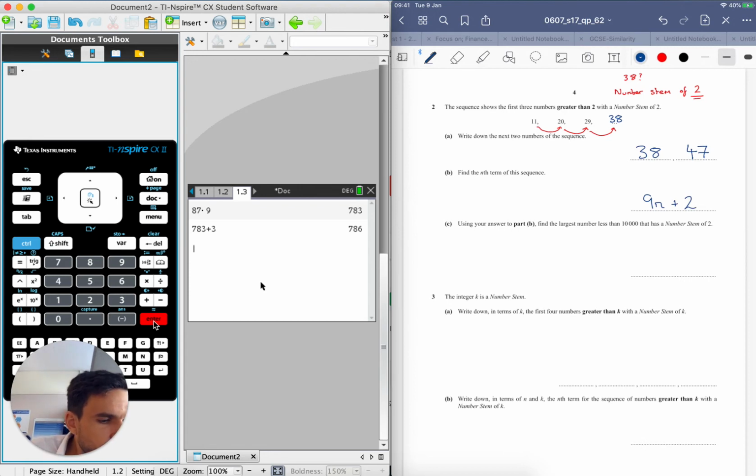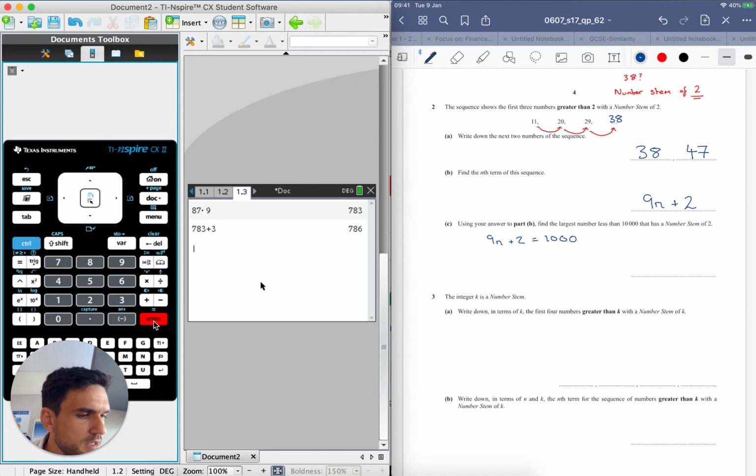Using your answer in part B, find the largest number less than 10,000 that has a number stem of 2. Okay, so we need to find a large number close to 10,000 that will give us a whole number when we multiply by 9 and add 2. There are a number of ways of doing this. I might say, what about if I did 9n plus 2 is equal to 10,000?